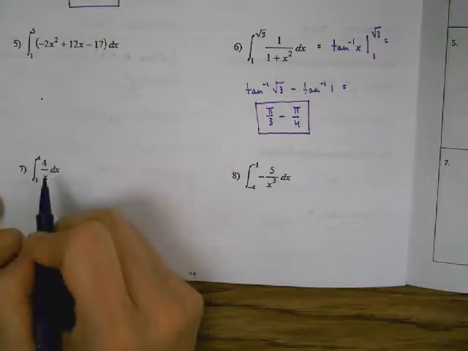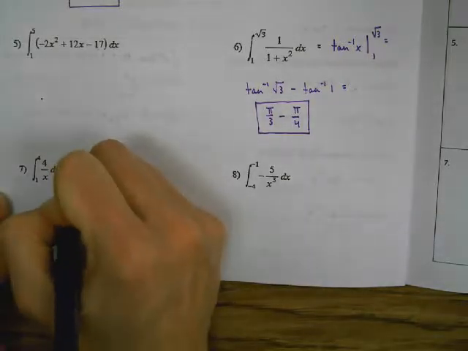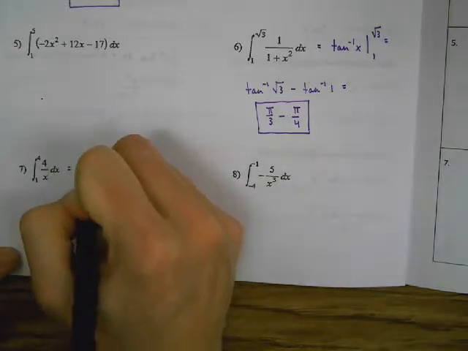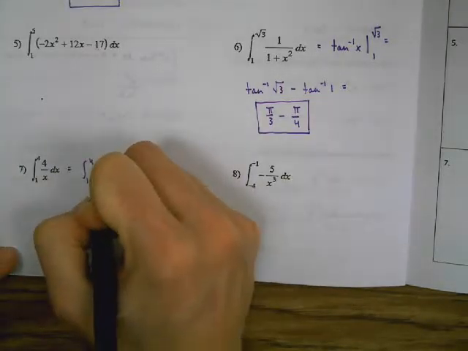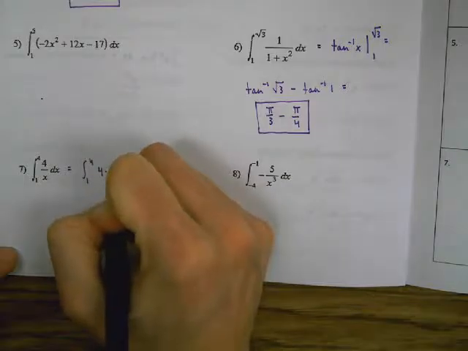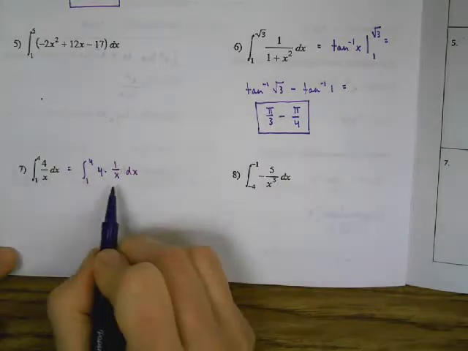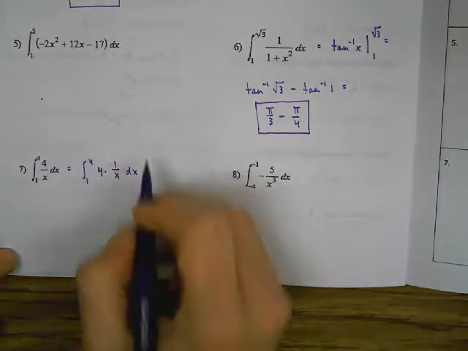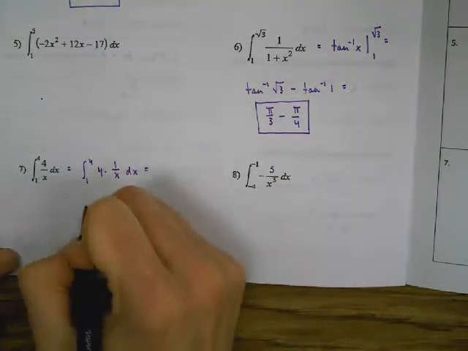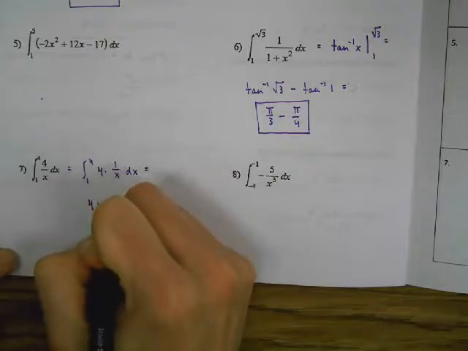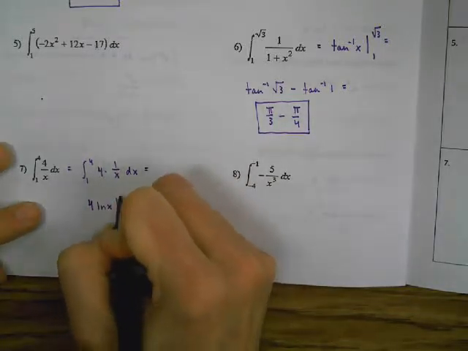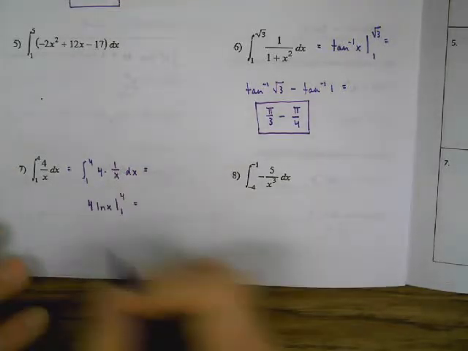Now, for number 7, here I said we had to be careful. This is our tricky one. And it may be a little hard to recognize here, but if we realize this is just the integral from 1 to 4 of 4 times 1 over x dx, hopefully we recognize 1 over x, its antiderivative is natural log of x. So what we have is 4 times the natural log of x, and we're going to evaluate that from 1 to 4.